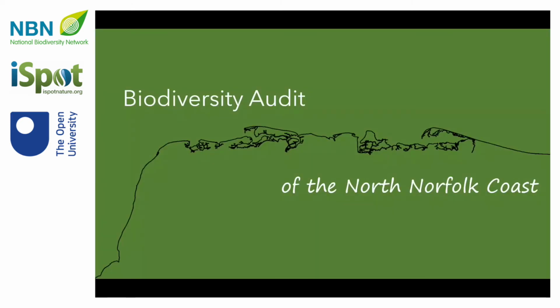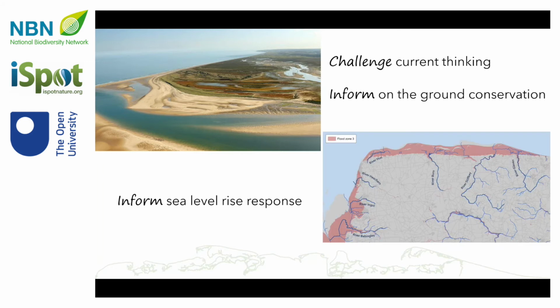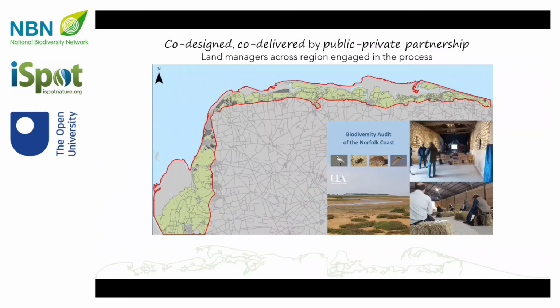So we're now doing work on a biodiversity audit of the Norfolk coast, with the aim of challenging current thinking on how we're managing our habitats on the coast, informing the on-the-ground conservation work, and also informing sea level rise response in the face of climate change. Again, this is in partnership and having land managers as part of the process from the start. We're engaging with them in workshops and bringing to them our results as we find them out. So when it gets to that stage of presenting guidance to them, they'll be acquainted with everything and they'll be keen to implement it.